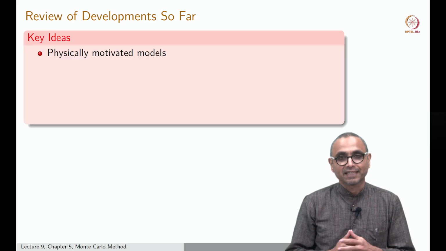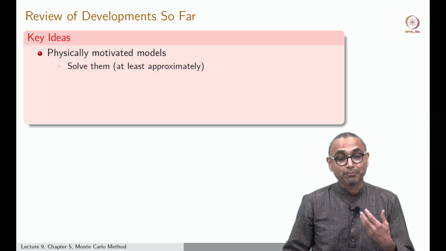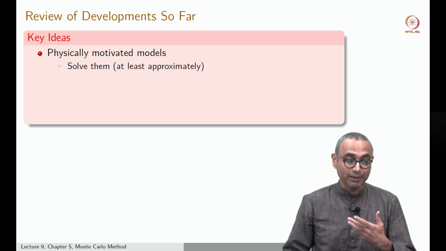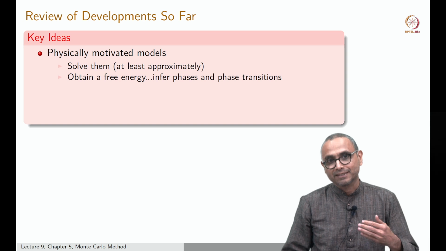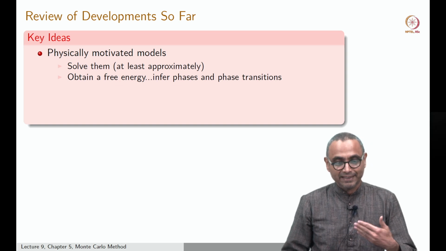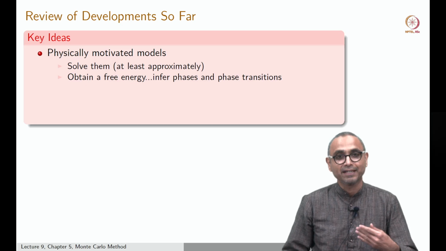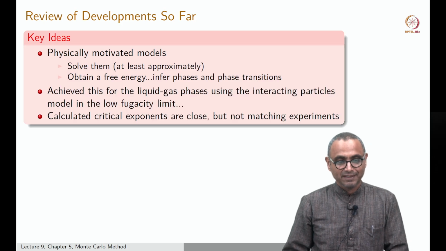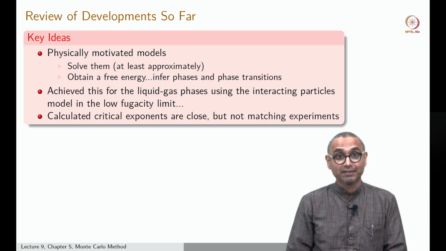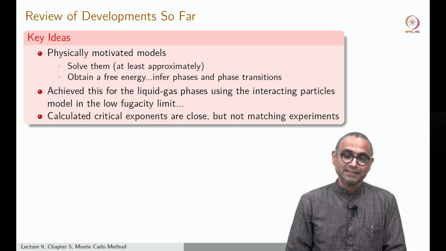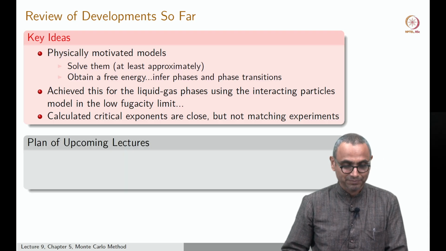So we started off by discussing physically motivated models. We tried to solve them at least approximately. The interacting gas model we were able to successfully solve approximately. And the idea is to solve these models, obtain a free energy, and then study the free energy for non-analyticities and obtain information about phases and phase transitions. As I said, we have done this for the liquid gas transition, and we have even computed the critical exponents for these. They turned out to be close to the experimental value, but not quite matching the experiments.